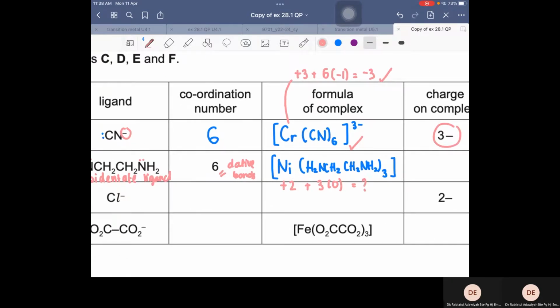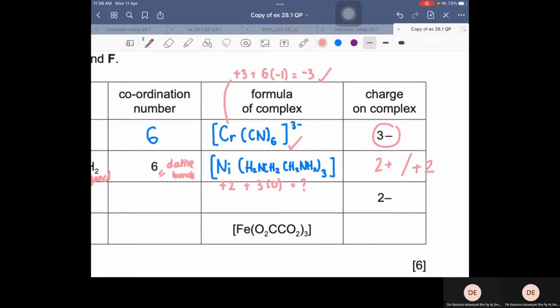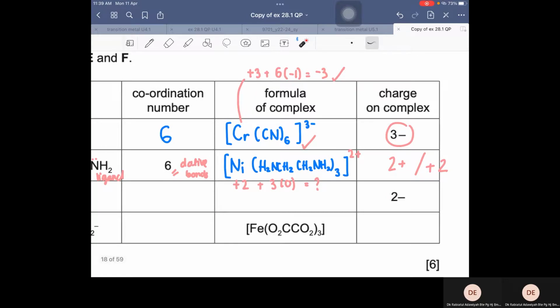So that means your charge is 2+, or if you write down plus 2 is also fine. In this case, they accept both answers. Don't forget to add the charge onto your formula. If you don't add it to your formula, that means your formula is wrong. This 2+ must also be added to the column where it says formula of complex. Okay, so far? Okay.